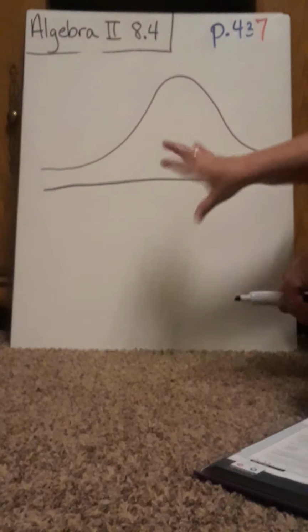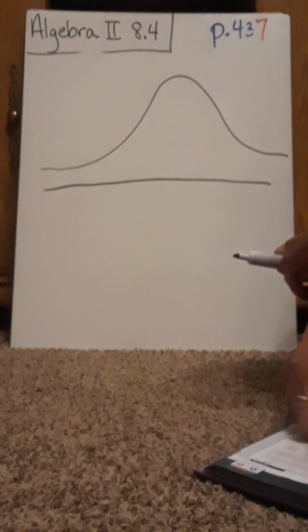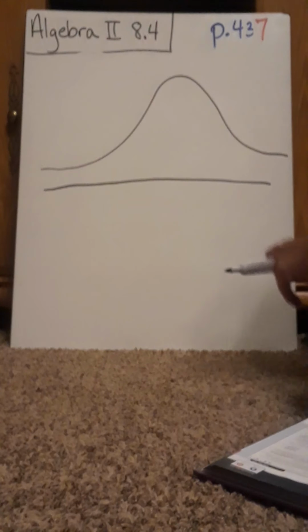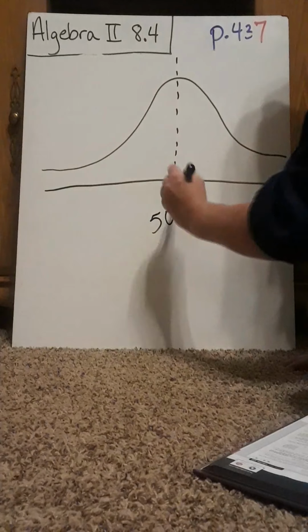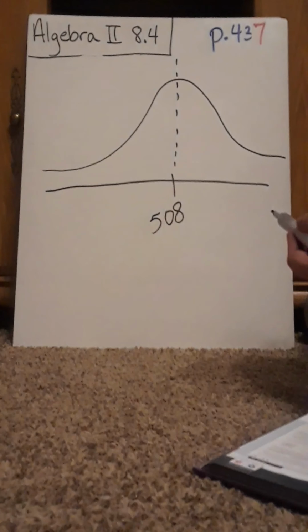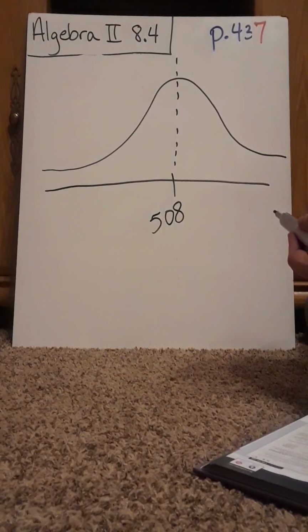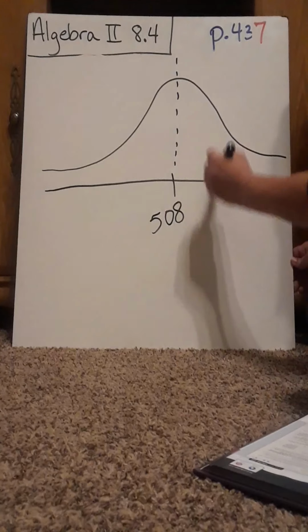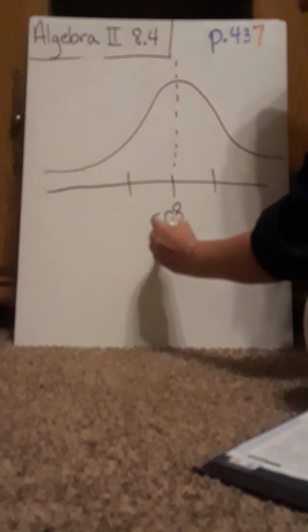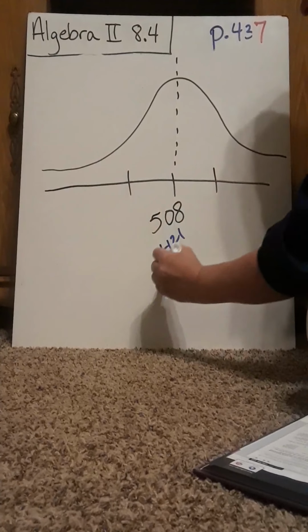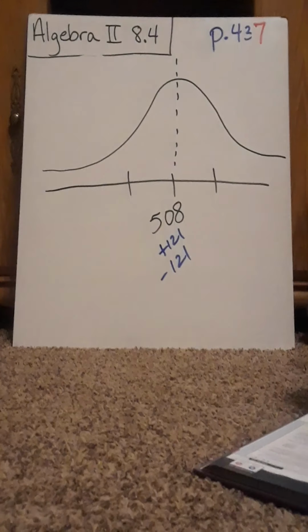Here's our normal curve showing our normal distribution. The mean score is 508. That's your center. Mean is 508, right in the center. And a standard deviation of 121. So if I want to go one standard deviation above and below the mean, I'm going to add 121 and I'm going to subtract 121.